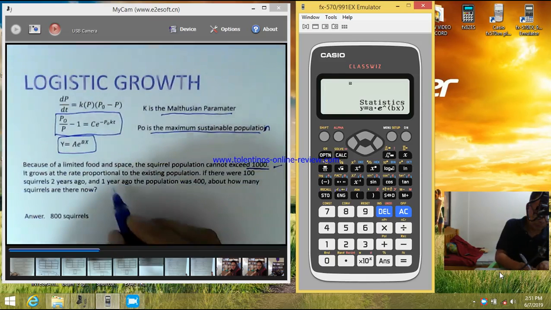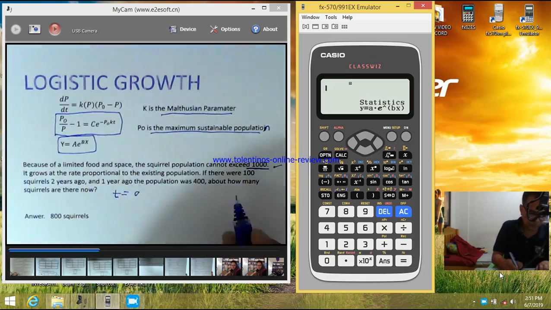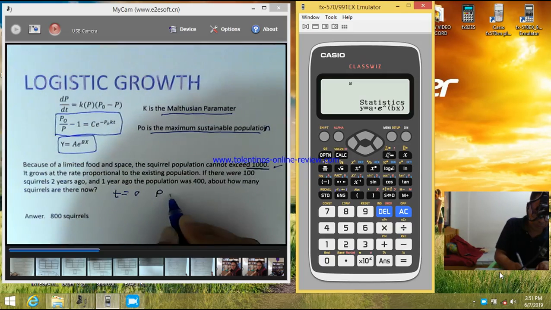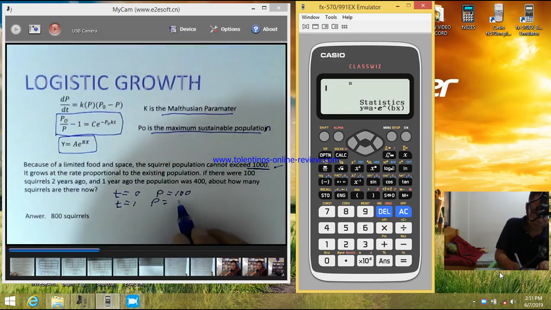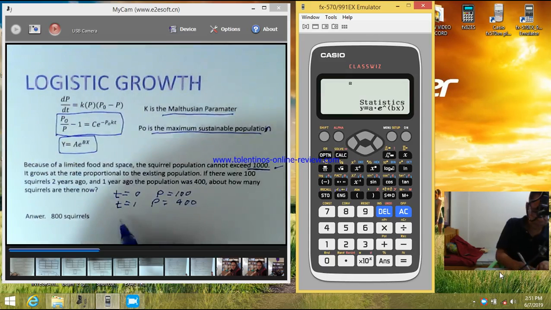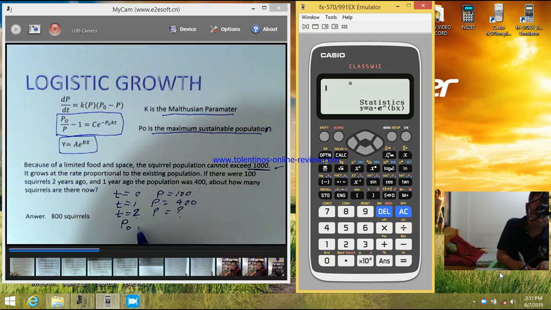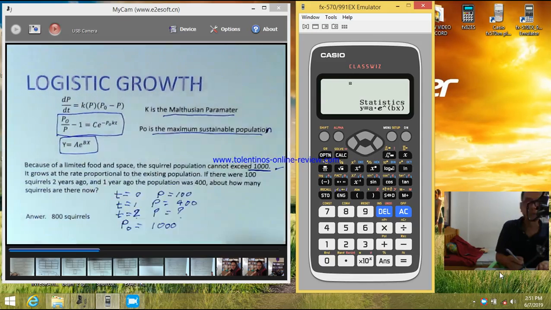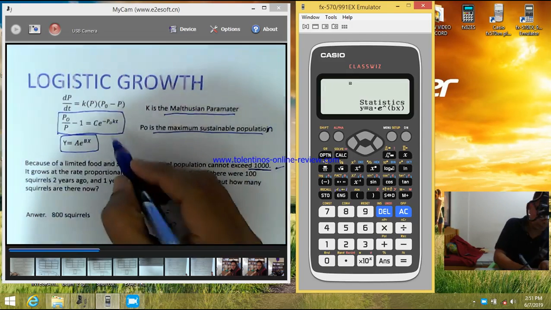Now, if we say that when t is 0, our reference is 2 years ago, t is 0, our population is 100. And then when t is 1, our population becomes 400. When t is 2, you're asked what is the population? Of course, our maximum sustainable population is 1,000. So all you have to do is use this mathematical model.